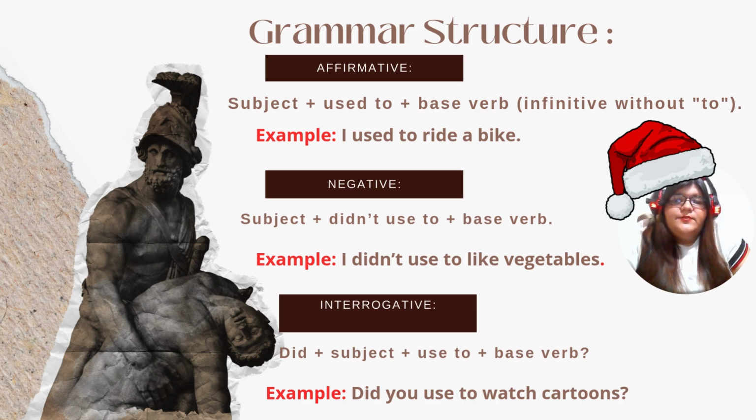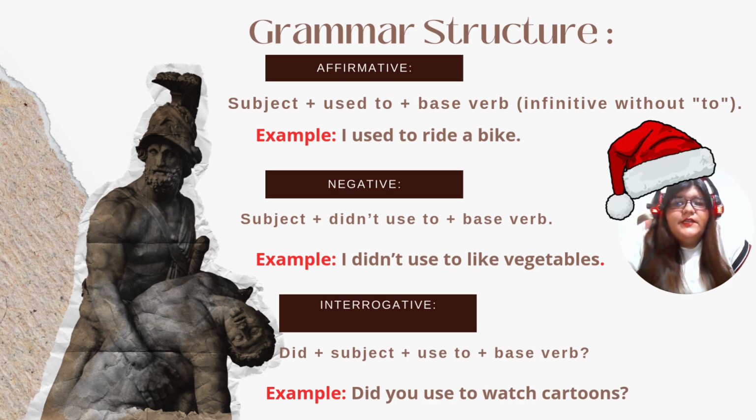So now let's see the grammar structure for you to understand how to formulate sentences with used to. In affirmative sentences, we will use the subject plus used to plus the base form of the verb, the verb in its base form. And we will use the infinitive without to. For example, I used to ride a bike. If you see here, we didn't use the infinitive to. We simply said, I used to ride a bike.